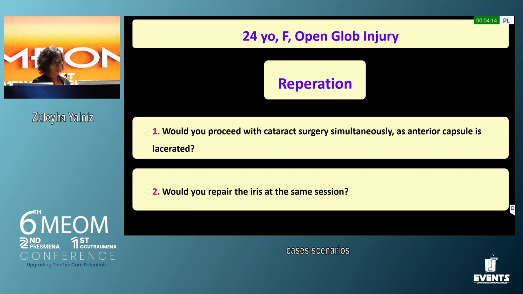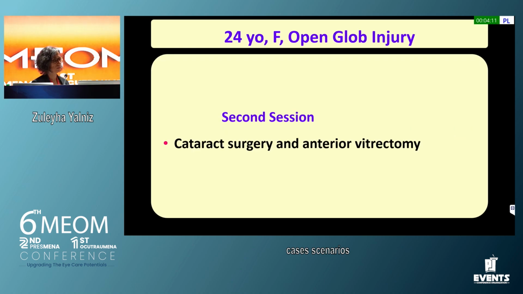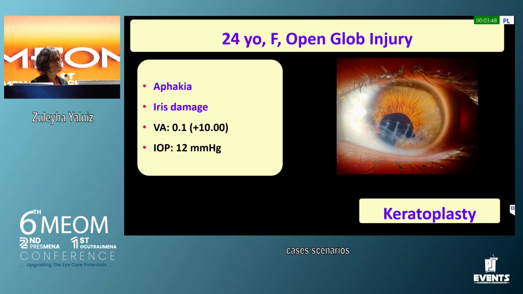We chose to proceed with sequential surgeries, and as the second session, while the inflammation subsided and risks of endophthalmitis disappeared, the cataract lens was hydrated from the open capsule. And as a third procedure, now the patient is aphakic, the iris is damaged, and there is synechia. The pupil is ectopic to the lacerated quadrants.